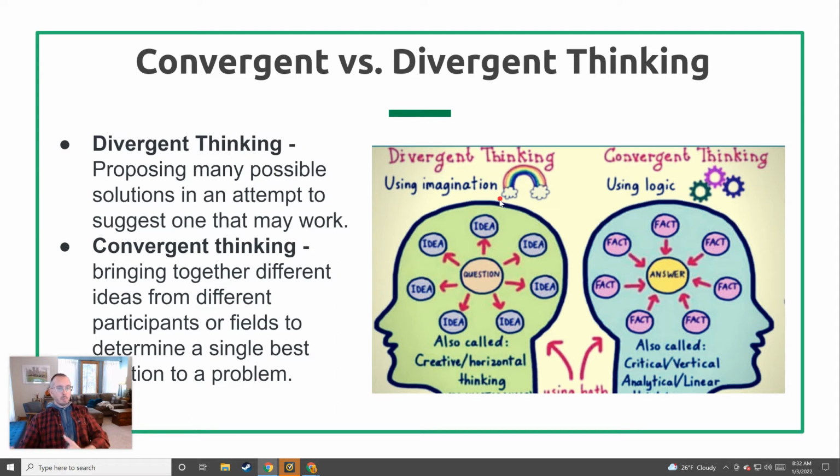Another really important tool for creativity is convergent thinking. So this one converges, the other one diverges. When we do convergent thinking, we're bringing together different ideas from different participants to determine one single one. So if you're someone who in group work is able to bring ideas from lots of different people and then help put those together, that's convergent thinking. That's a form of creativity as well.